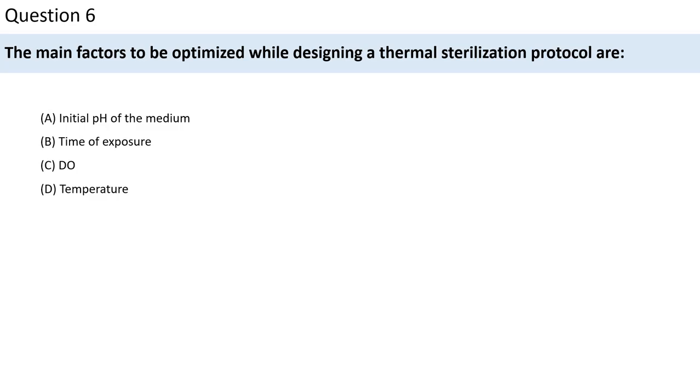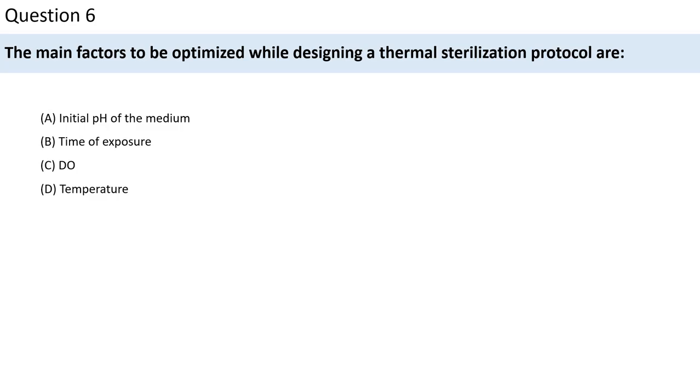Whereas if you reduce the time of exposure, what happens? For example, it's going to be 15 minutes, but if you try to reduce the time of exposure, then whatever the viable cell concentration is there in the media will not be completely destroyed. So your thermal sterilization process will not be completed unless you keep it for 15 minutes at 121 degrees Celsius. So time of exposure matters a lot, and it can be considered as one of the important factors while designing a thermal sterilization process.